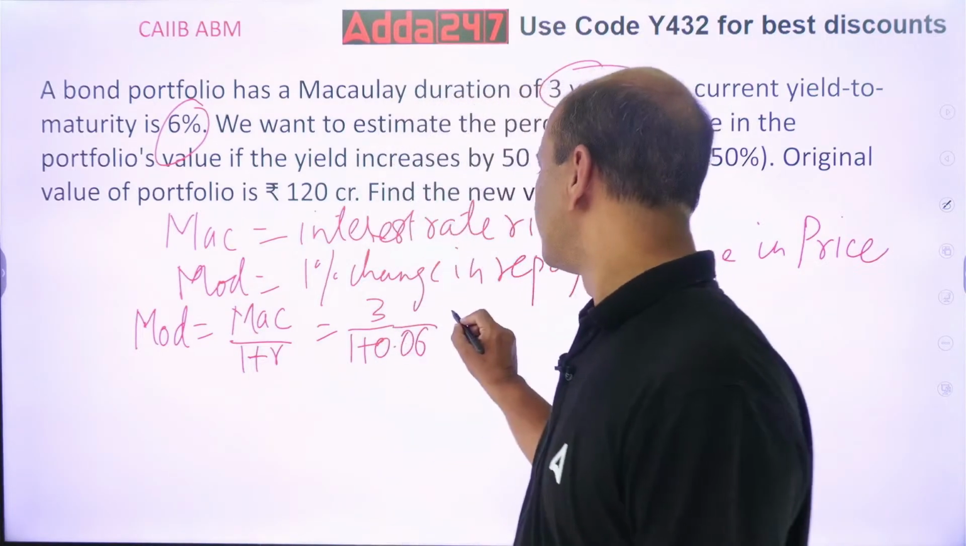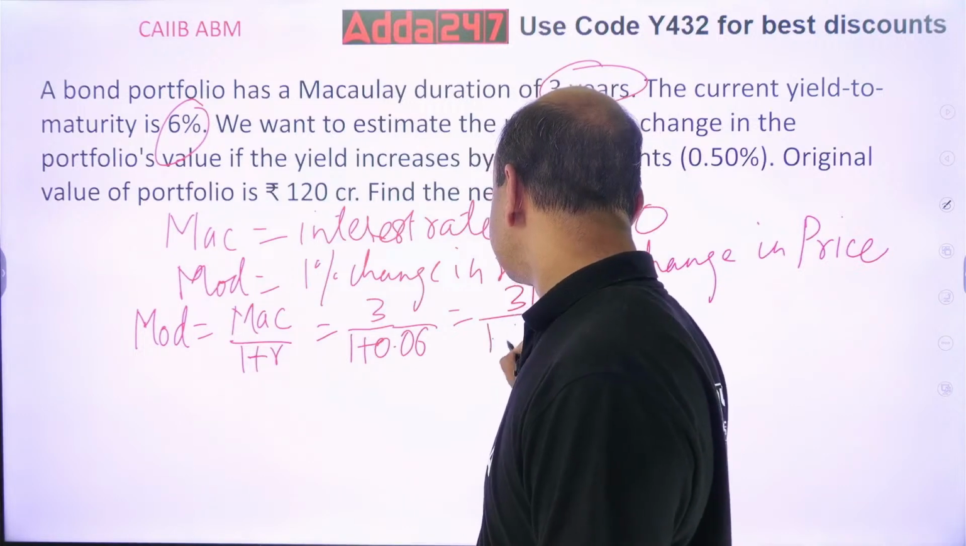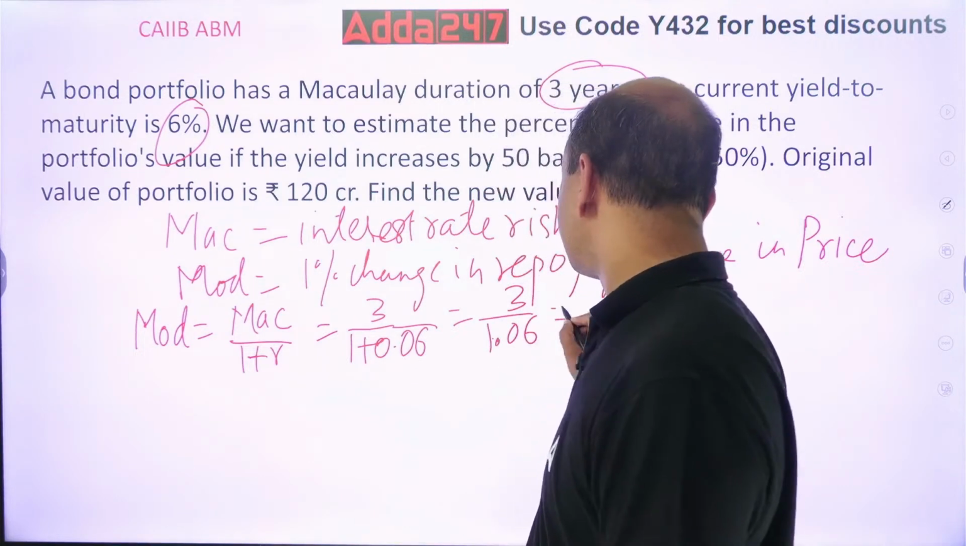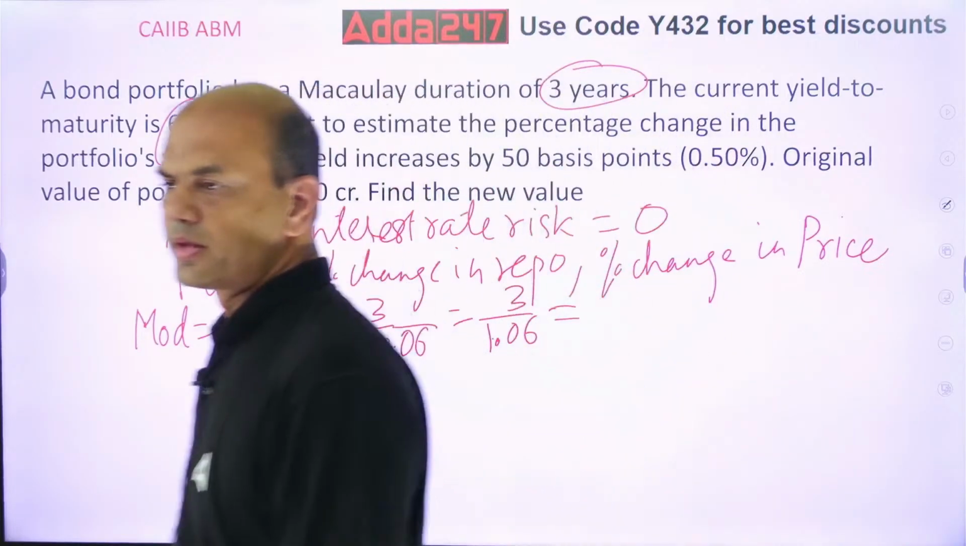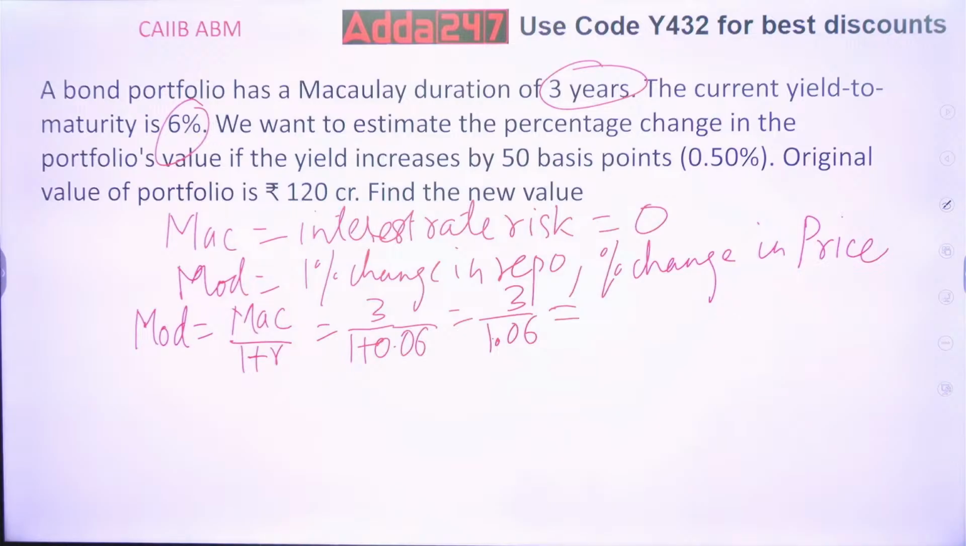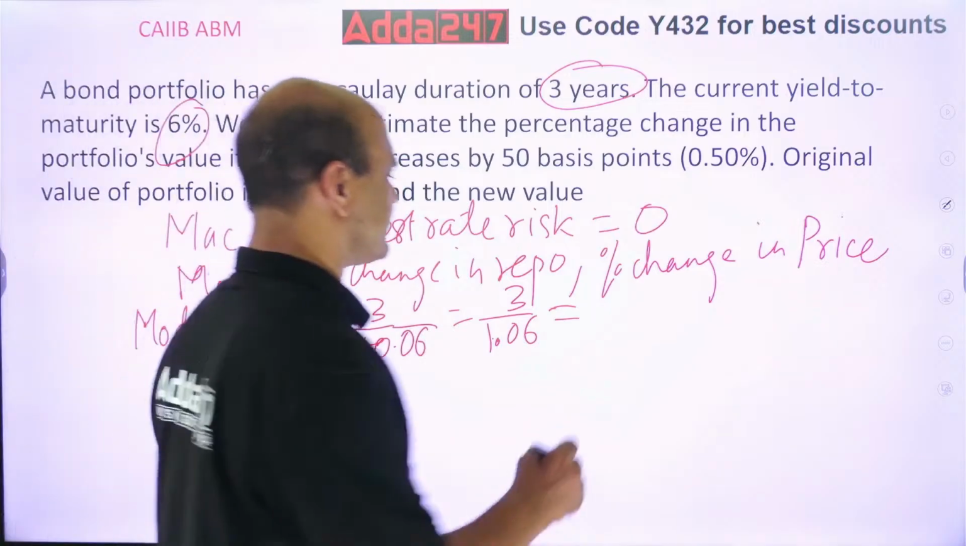Okay. So it is 3 upon 1.06. That is equal to, find this everyone. Find the answer. 3 upon 1.06 is, and this will be in percentage. Everyone do it using the calci. Yes, it is in percentage. Three upon 1.06, right? So 2.83, correct? So it is 2.83. Got it, everyone? 2.83. But this is in percentage.